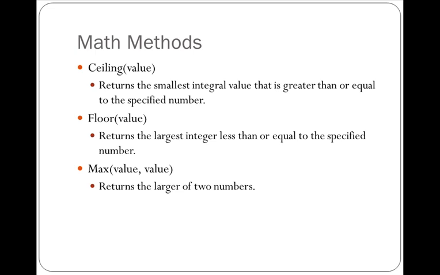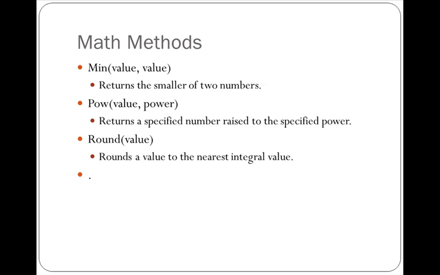Max takes two values, returns whichever one is the larger of two. Min takes two values, returns the smaller of the two numbers. The Pow or power takes a value, and then the power, and it returns a specified number or value raised to the specific power. The round just rounds to the nearest. So instead of ceiling or floor, this is going to round to the nearest.